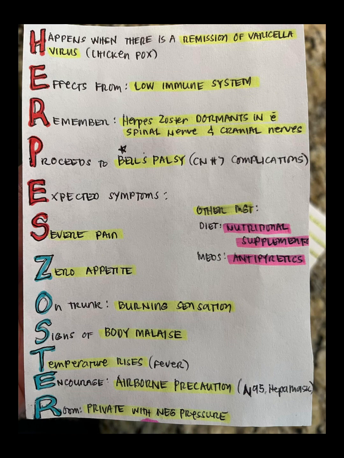We need to encourage the patient to be in airborne precaution. For airborne precaution, we should use an N95 and HEPA mask. The room should be private with negative air pressure.